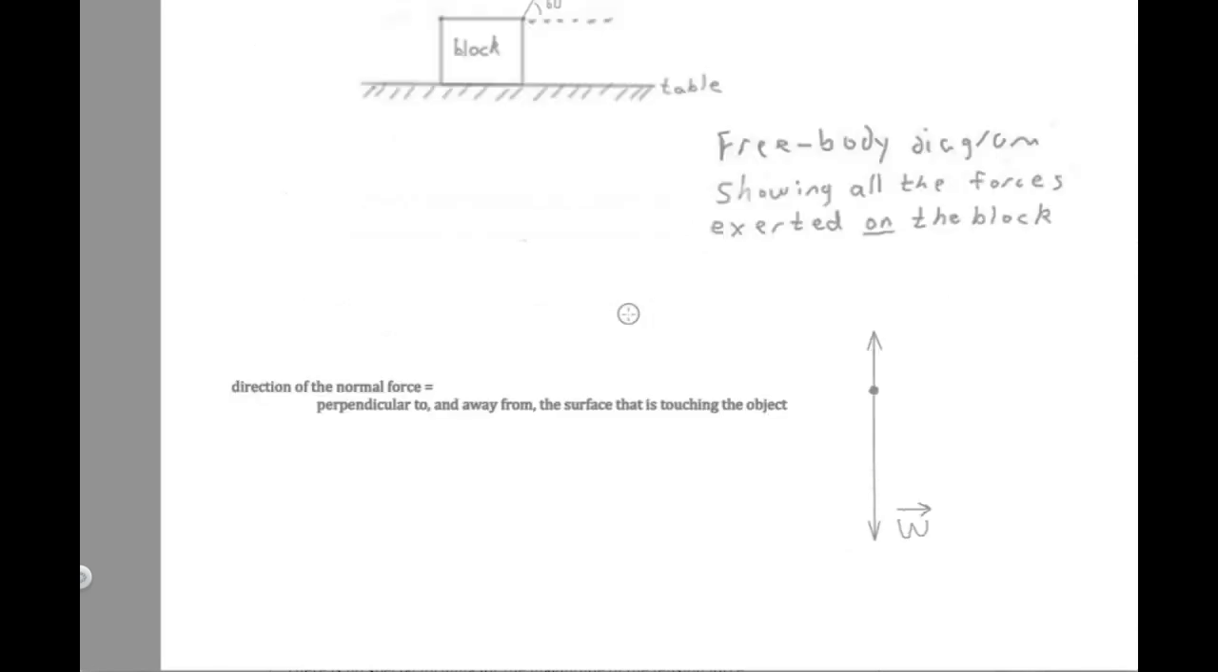Well, the block here is on top of the table. So perpendicular to the table would be a vertical line, and pointing away from the surface of the table would point up. So the normal force in this case points up. So we need to add that vector to our free body diagram. Here's our vector for the normal force, pointing up. And remember, every vector arrow that you draw has to be labeled. The label here would be N for normal force.